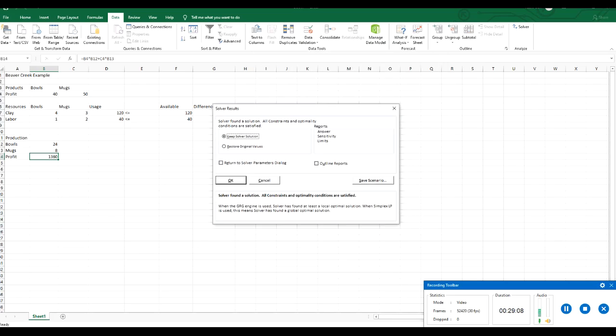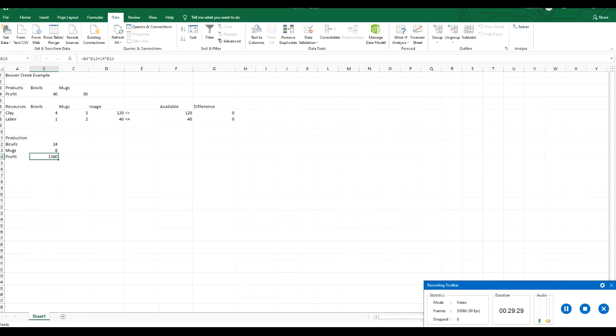We have found a solution. All constraints are satisfied, meaning we haven't broken any of the rules we've given the computer. Optimality conditions are satisfied. We have optimized our ultimate goal, which is profit. We click OK, and we see that we have solved this problem.